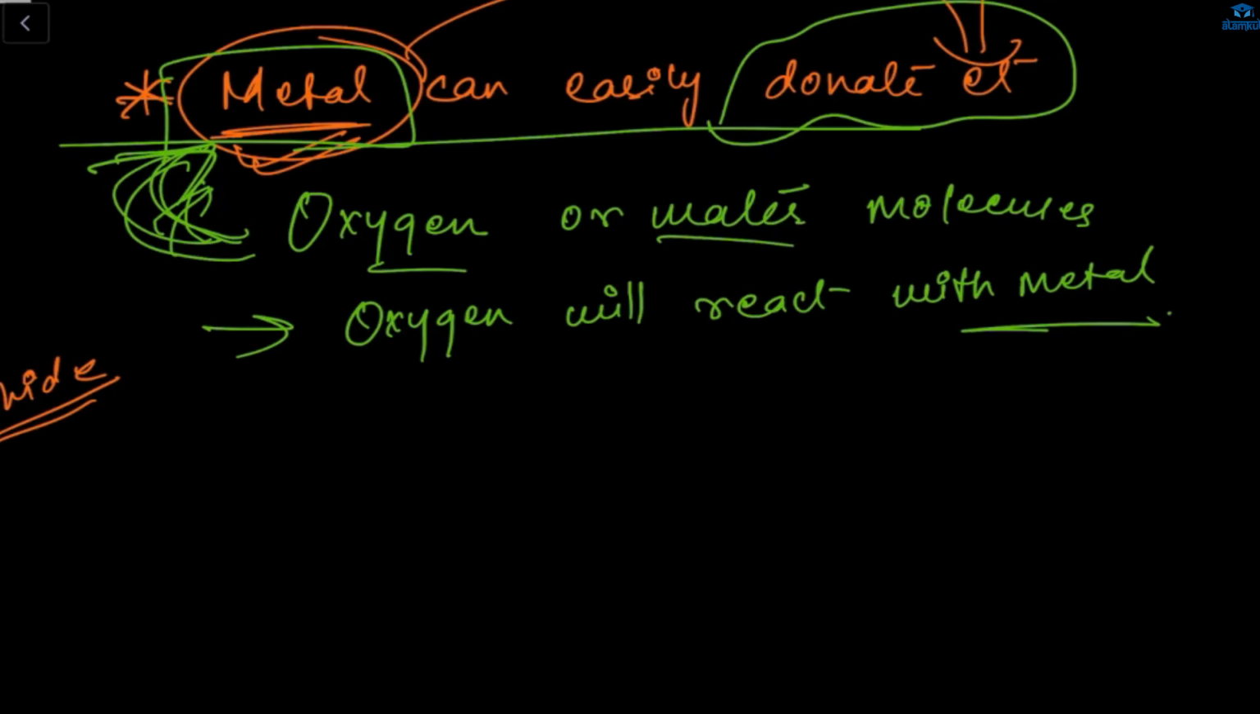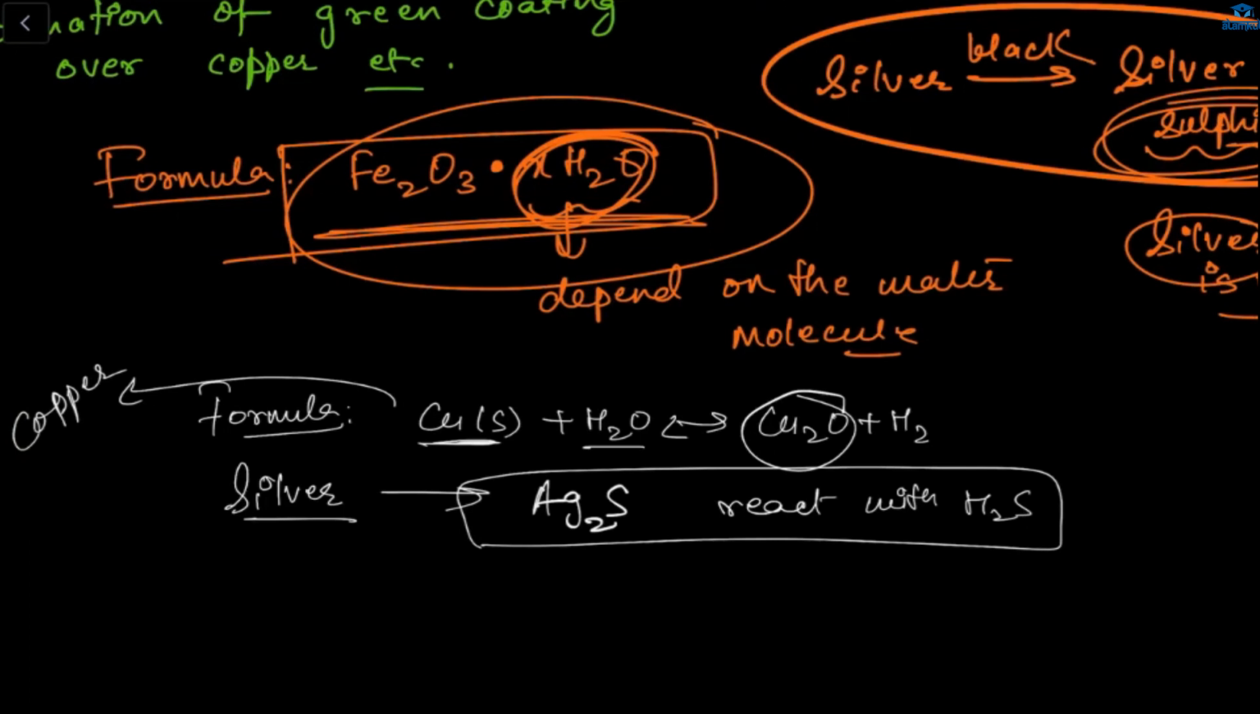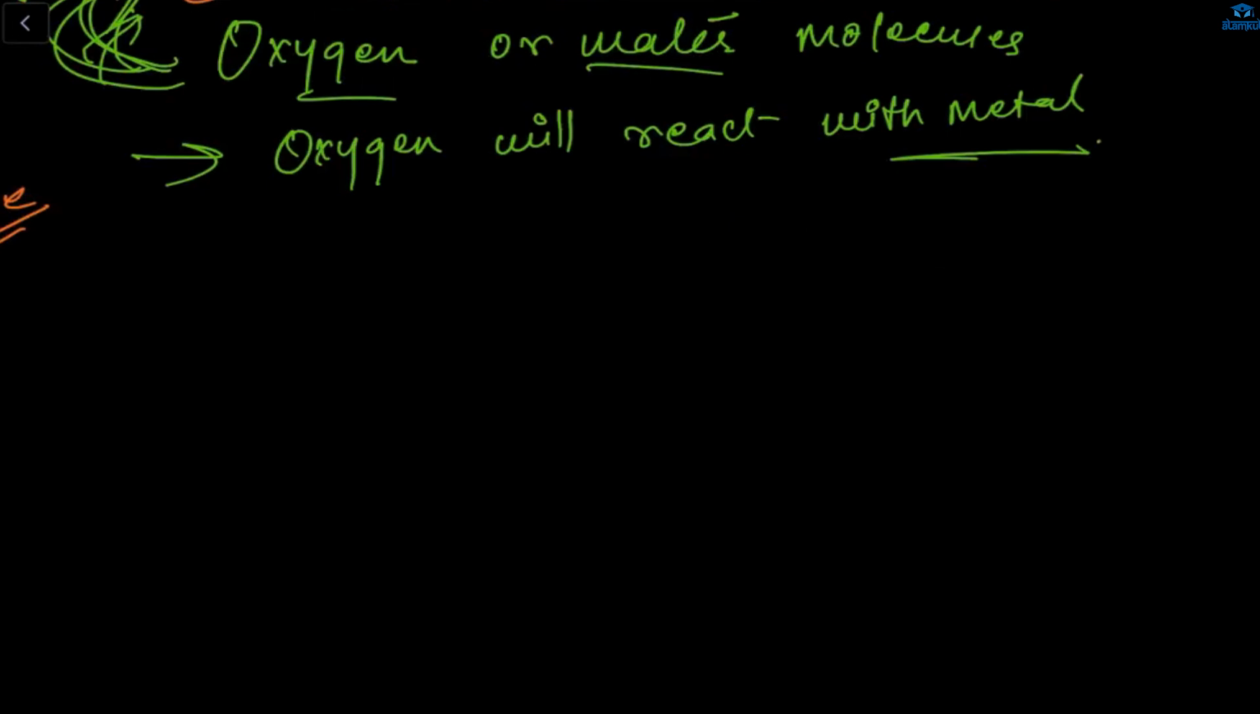Can you show the formula for all of them once again? Hmm. And the first one is for? This is for rust. Rust means this is for iron. And this is for copper and the silver. Okay, great. Yes, ma'am, done. Okay.